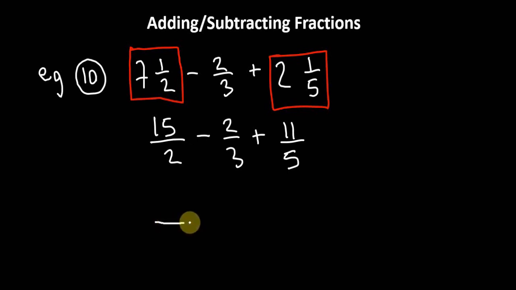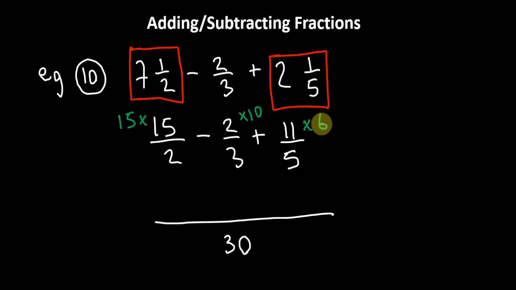Now let's draw a line segment here. What we want to find here is the LCM for 2, 3, and 5. And of course that's 30. And again guys, LCM refers to the lowest number that all these denominators can go into without leaving a remainder. Now 2 into 30 goes 15 times, so we have 15 times 15 here. 3 into 30 goes 10 times. 5 into 30 goes 6 times.